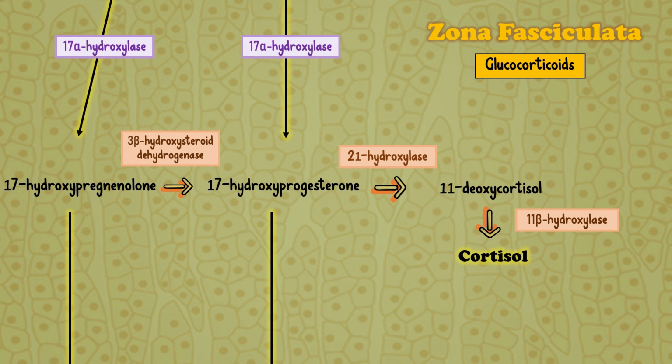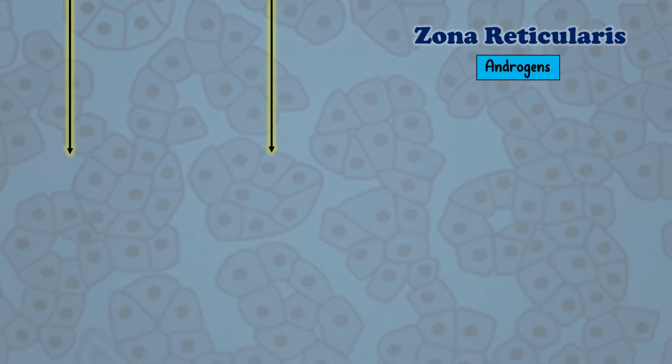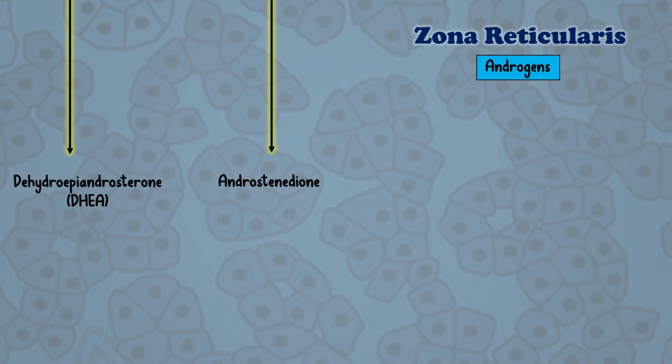These cells produce androgens. But how, is the question. Here, it begins when 17-hydroxypregnenolone and 17-alpha-hydroxyprogesterone from zona fasciculata make their way into zona reticularis, where 17-hydroxypregnenolone is converted into dehydroepiandrosterone, or DHEA for short, and 17-hydroxyprogesterone is converted into androstenedione.